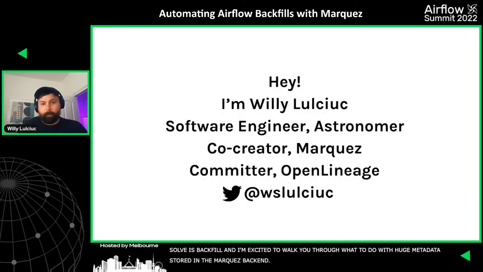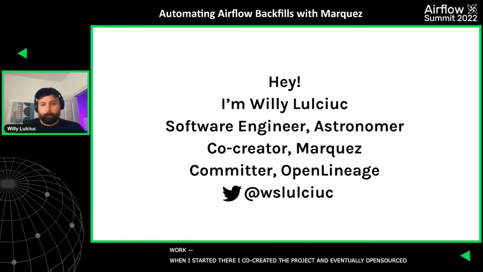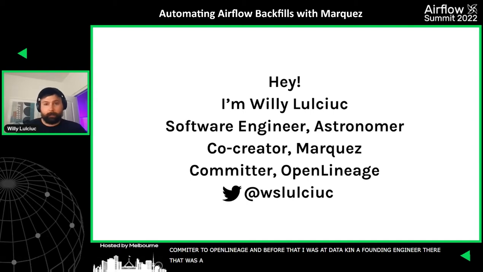But first, I'm Willy Lulciuc. I'm in the Bay Area. I am a software engineer at Astronomer. I work on the data observability and lineage team. I'm the co-creator of Marquez. At WeWork, when I started there, I co-created the project and eventually open sourced it. And I'm also a committer to OpenLineage. Before Astronomer, I was at Datakins. I was the founding engineer of Datakins, a data lineage startup where we started the discussion around OpenLineage, and eventually that became a standard that I think a lot of really cool platforms and tools are starting to adopt.